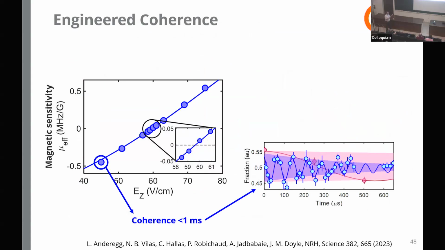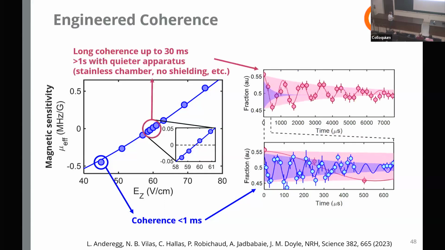Practically, this means if you operate your experiment here with a typical value of magnetic sensitivity for something with an unpaired electron, you get some coherence time. If you just change the value of the electric field, you extend this coherence time rather dramatically. And we were able to observe up to 30 milliseconds of electron spin coherence time in a chamber that had no attempt to protect the molecules from noise. So there was no shielding. It was made out of stainless steel.